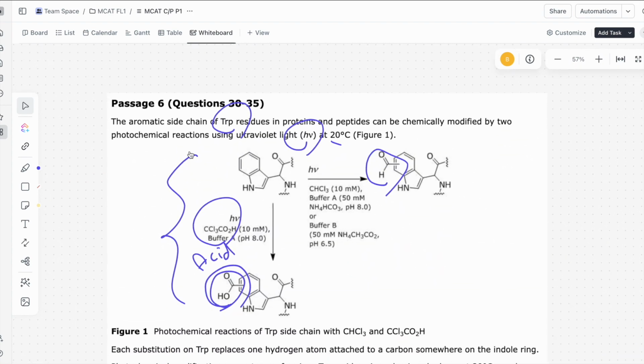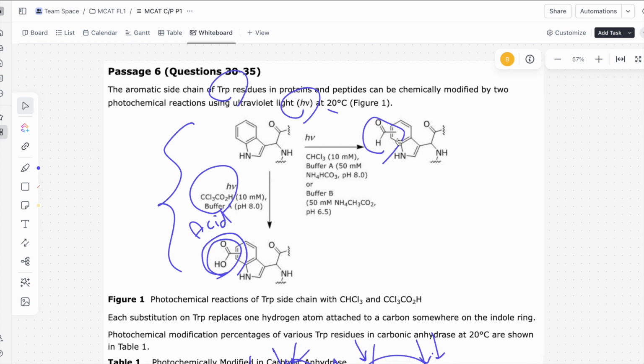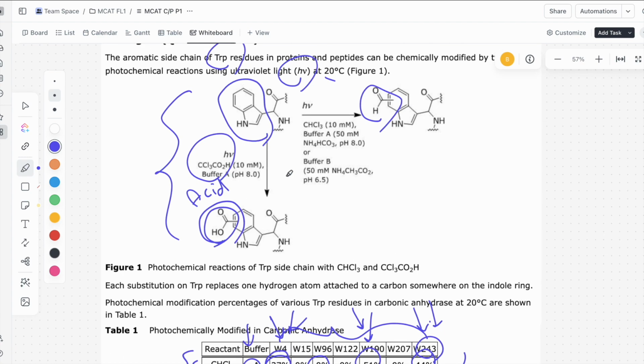In the passage it says that the aromatic side chains are going to be chemically modified, and it tells us that the substitution on tryptophan is somewhere on the indole ring. So what that clues us in on is that the structure they've drawn in figure 1 is an indole. If you know this is an indole, and you know this is a tryptophan, you can piece together that tryptophans have indoles.